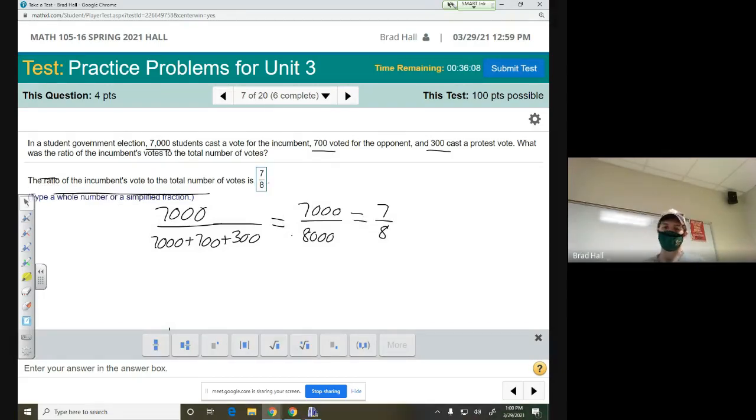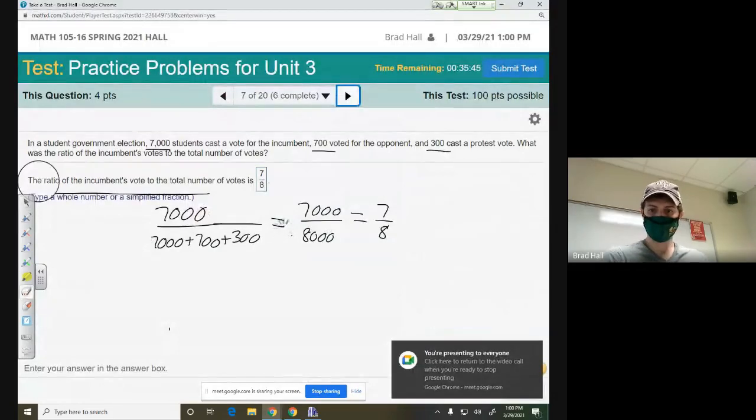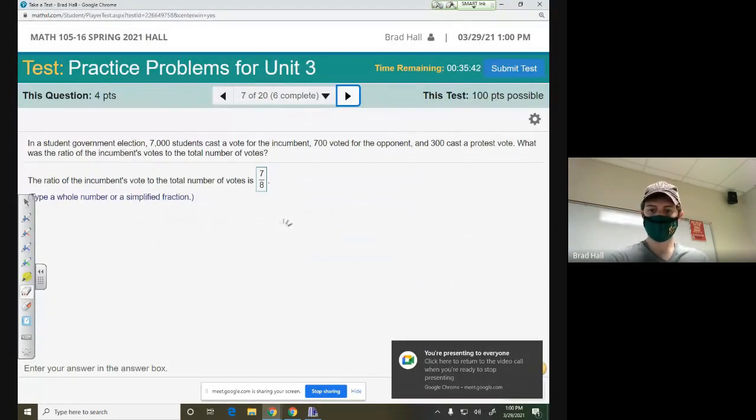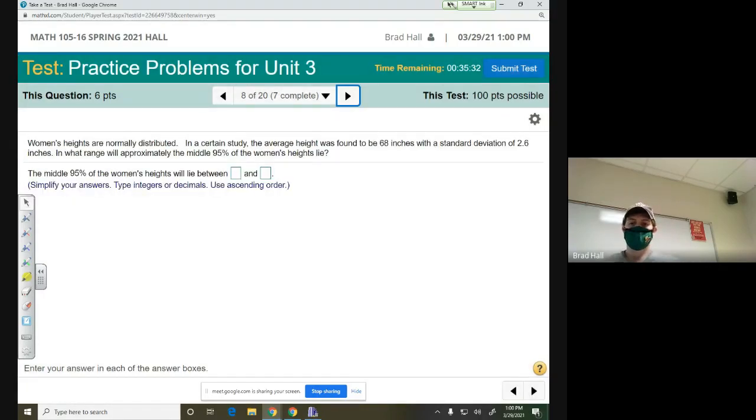You never really have to deal with x's and ratios. Those are more proportions, because in proportions, we're normally looking for one of those values somewhere. Okay, cool. Next problem. Okay, let's keep going.